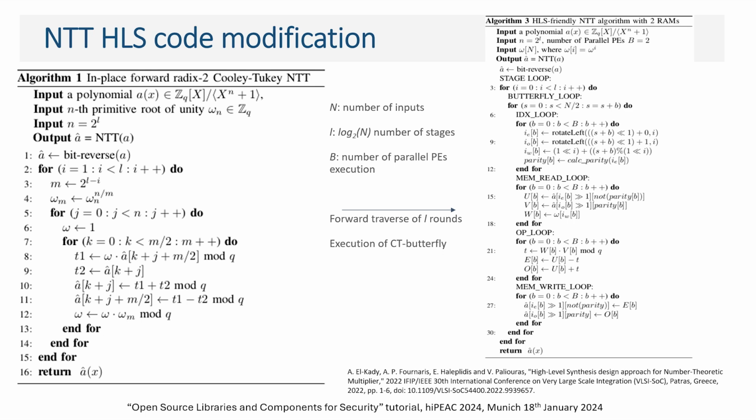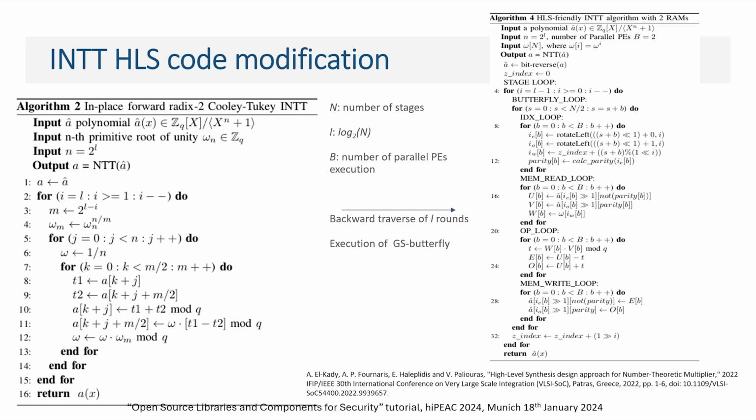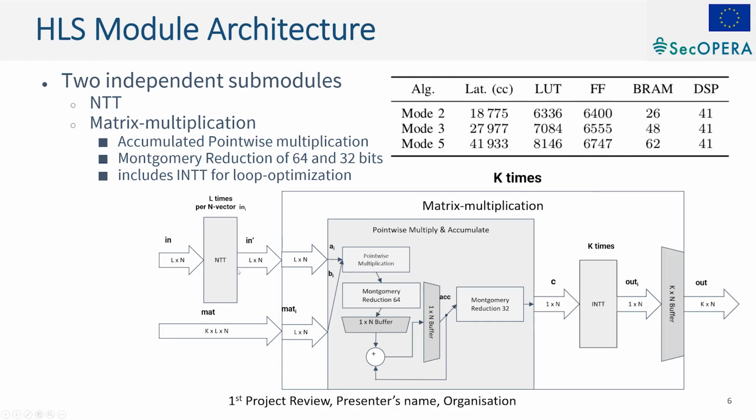Each of these loops is based on the parameter B, which is the number of parallel processing element executions. In our case, B equals 2, but it can be higher values too. The same logic applies to the inverse NTT, exactly the same logic. So we have two modules, the NTT and the inverse NTT, and then we have the pointwise multiply and accumulate. These are the three basic building blocks of the algorithm.